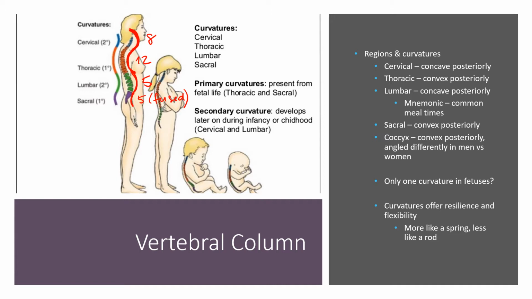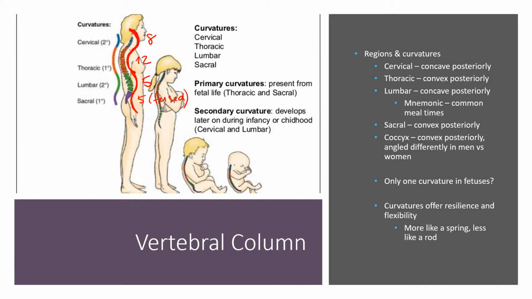The coccyx is the last little bit. That's also concave posteriorly. It's angled a lot more forward in men than in women for childbirth reasons. If your coccyx was angled like this and you tried to have a baby past it, that would be pretty hard and painful. So women's tend to be like this. And even still, if you've had a baby, it will angle out a little bit more than that sometimes.